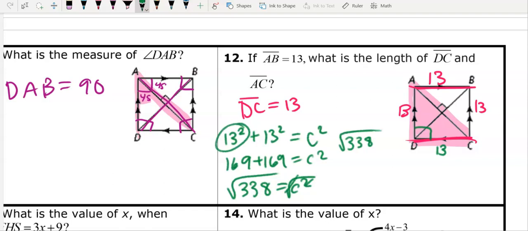So I know 169 times 2 will get us 338. The square root of 169 is 13. So our answer here is 13 square roots of 2 for A, C.